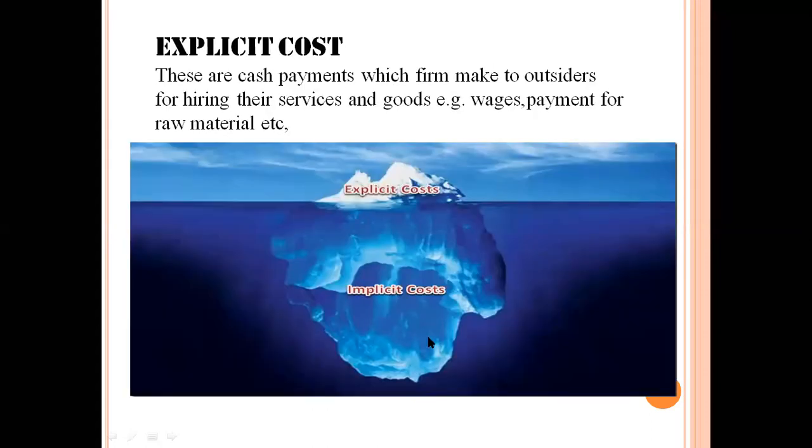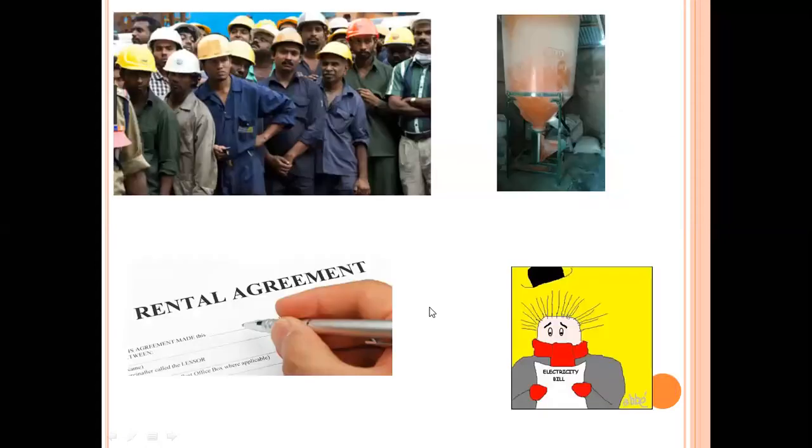Then next comes explicit cost. Explicit cost is basically the cost which is explicit in nature. That means you are paying this expenditure to an outsider, for example wages or salaries, payment for the raw material, where I'm paying the amount to an outsider. That is known as the explicit cost, right? Then we have different types of explicit cost, as you can see in the pictures.